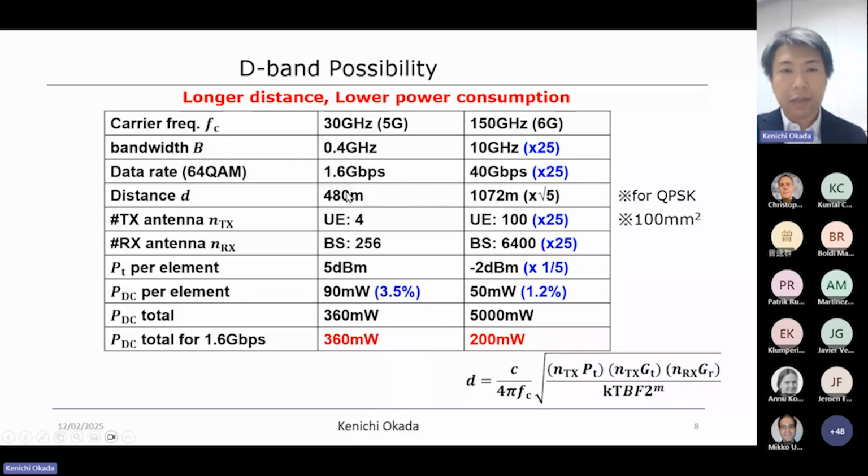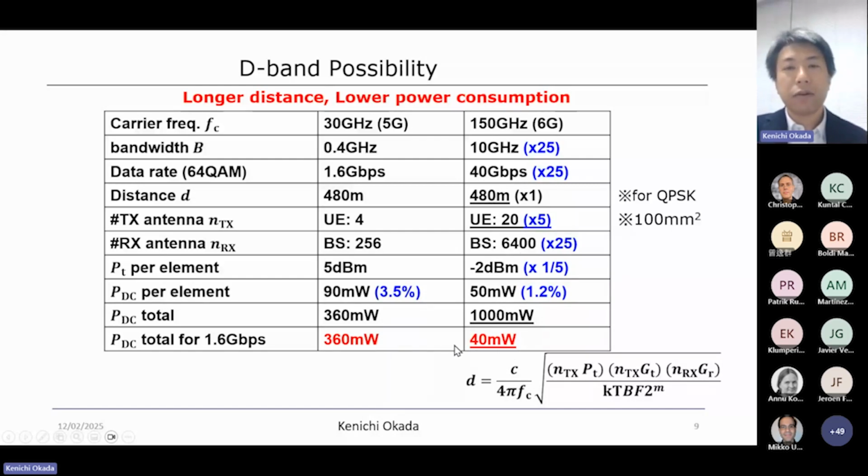But this is for thinking that in the case of 30 gigahertz, the distance becomes 480 meters. But if we think about the same distance of 480 meters, in that case the number of antennas for the user equipment becomes only 20, and the power consumption becomes 40 milliwatt, 9 times smaller power consumption.